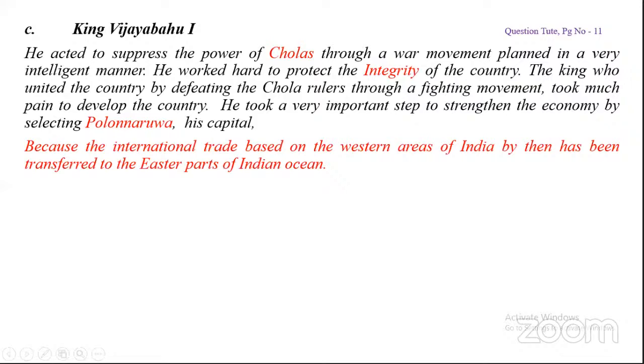Why did he select Polonnaruwa as his capital? Because the international trade based on the western areas of India had by then been transferred to the eastern parts of the Indian Ocean. Earlier, why did Anuradhapura become the capital? Because international trade was centralized around Mahatittha port. Now the Trincomalee port had been activated. That is why he selected Polonnaruwa.